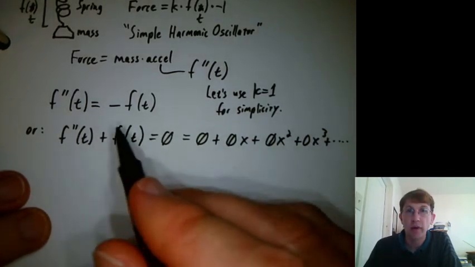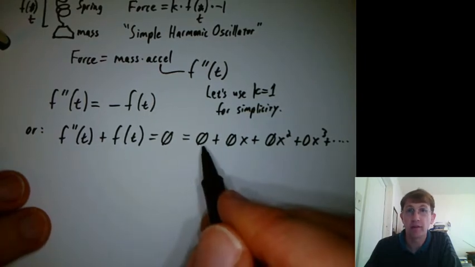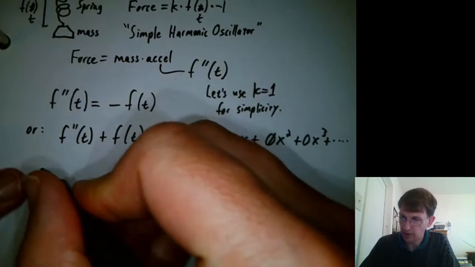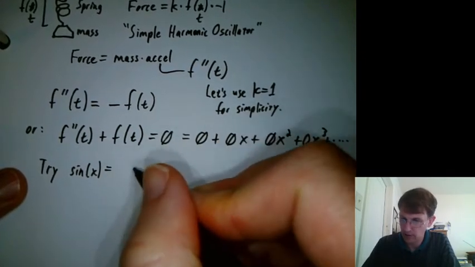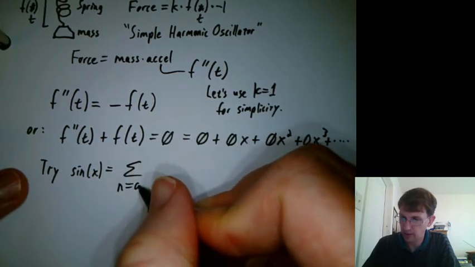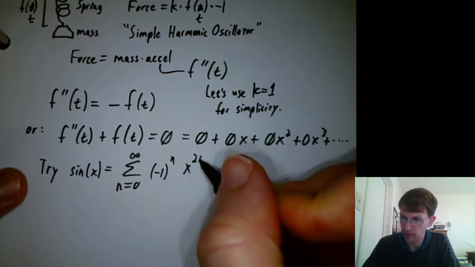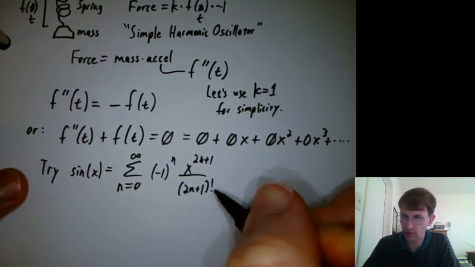So if we're doing power series stuff, if I do this, I should get a power series that is all zeros. So let's say we're going to try sine of x, which we know is the sum n equals 0 to infinity, negative 1 to the n, x to the 2n plus 1 over 2n plus 1 factorial.